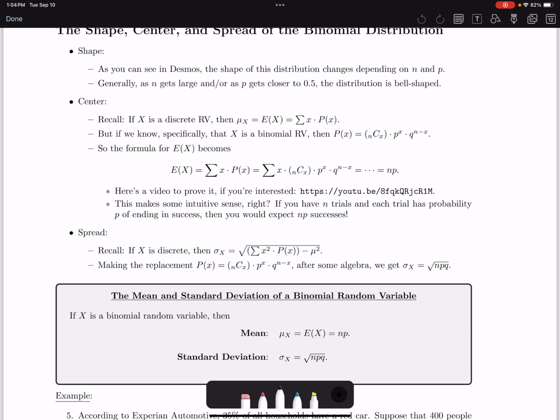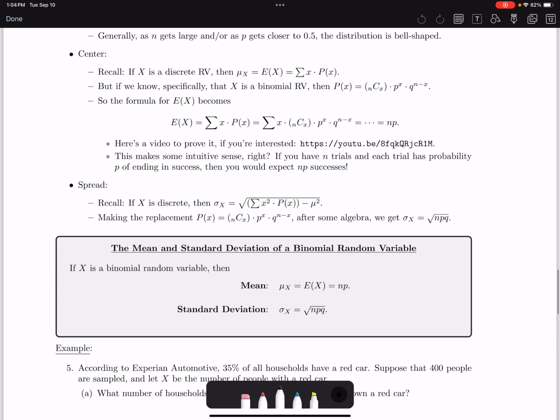For example, if 25% of American households have a dog as a pet, and you survey, let's say, 100 households, then out of those 100 households you would expect 25 of them to own a dog. 0.25 times 100 is 25. So it's n times p.